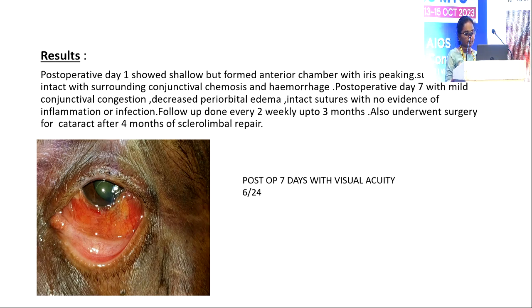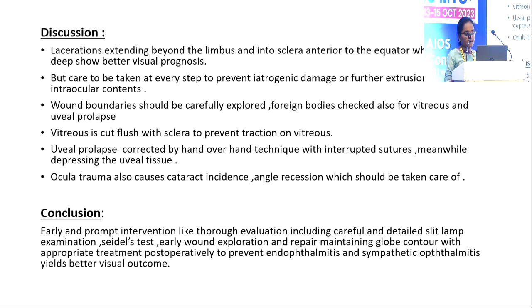Results: on post-operative day 1 there was a shallow but formed anterior chamber with iris peaking. Sutures were intact with surrounding conjunctival chemosis and hemorrhage. Later, there was mild conjunctival congestion and decreased periorbital edema, with intact sutures and no evidence of inflammation or infection. Follow-up was done every 2 weeks up to 3 months, and the patient underwent surgery for cataract 4 months after sclerolimbal repair. Post-op 7 days vision showed 6/24.